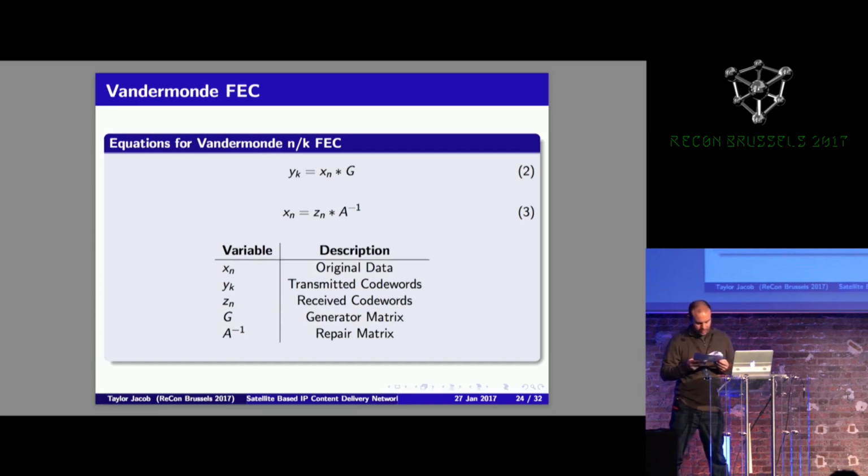And you can get back x^n with the following equation, which is x^n = z^n times a^-1, which is your repair matrix. So the second equation, z^n, is where you received code words, and a^-1 is the repair matrix, based on your generator matrix. You have to have at least n elements of z to be able to recreate x. So the whole principle of the FEC system is you have a system of k equations and n variables. So if you have at least n pieces, you can solve for the missing values.